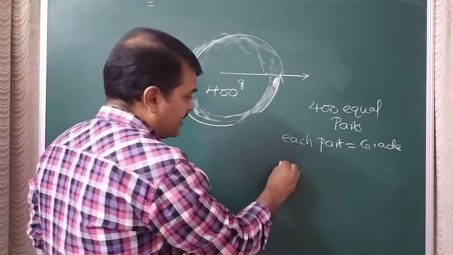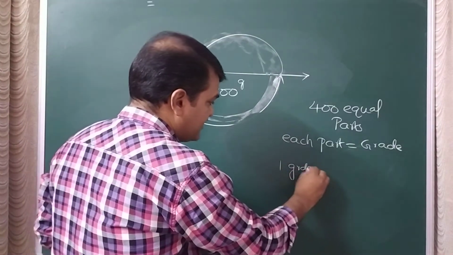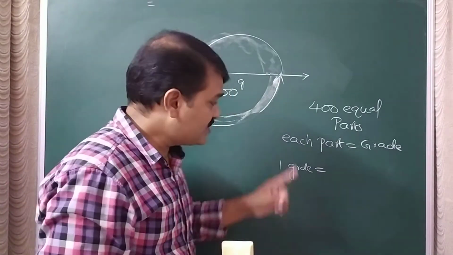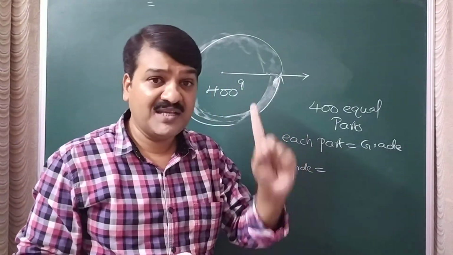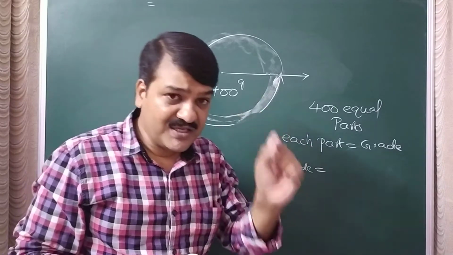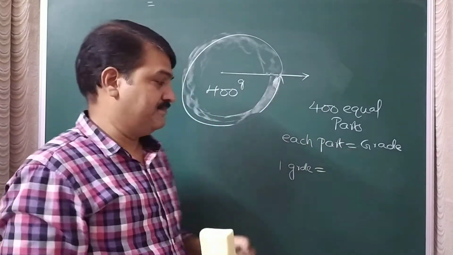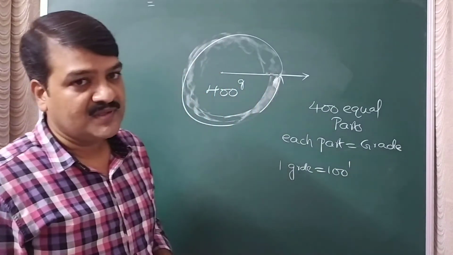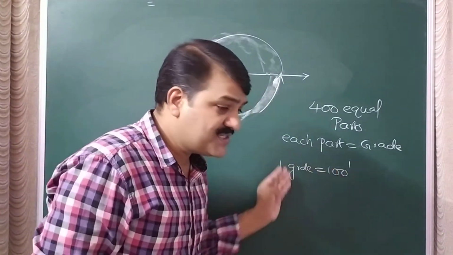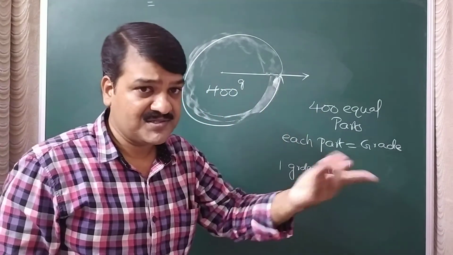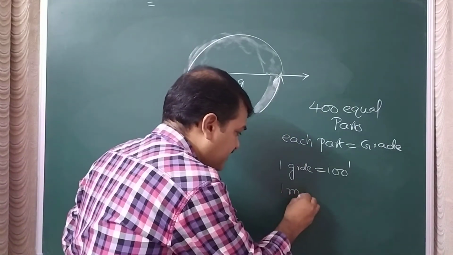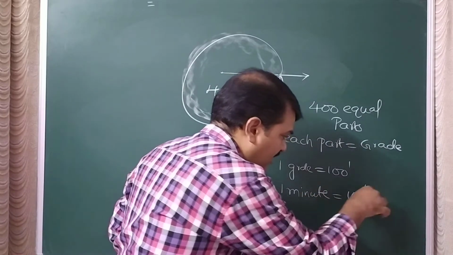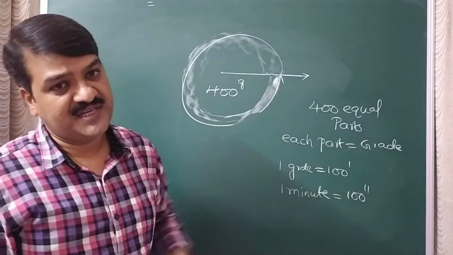Now, each grade is divided into 100 equal parts, and each part is called a minute. So one grade has 100 minutes. Again, 1 minute is divided into 100 equal parts, and each part is called a second. Therefore 1 minute is equal to 100 seconds.